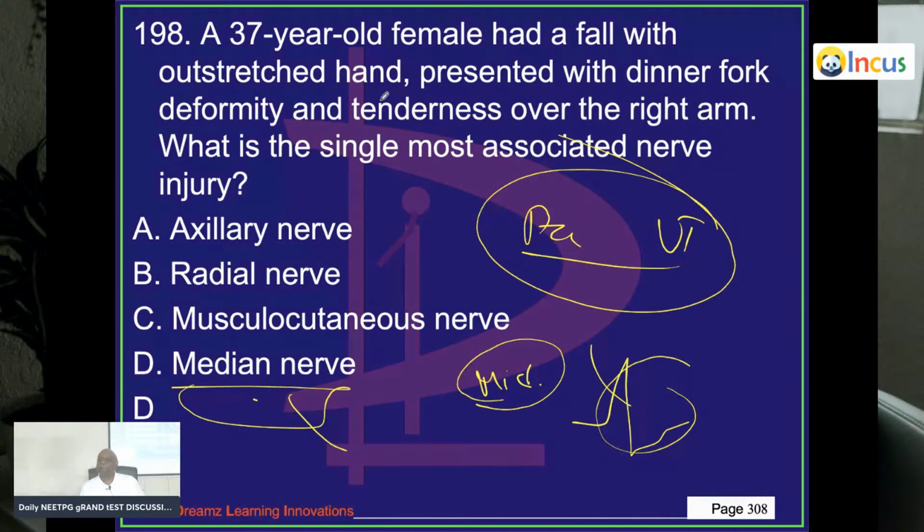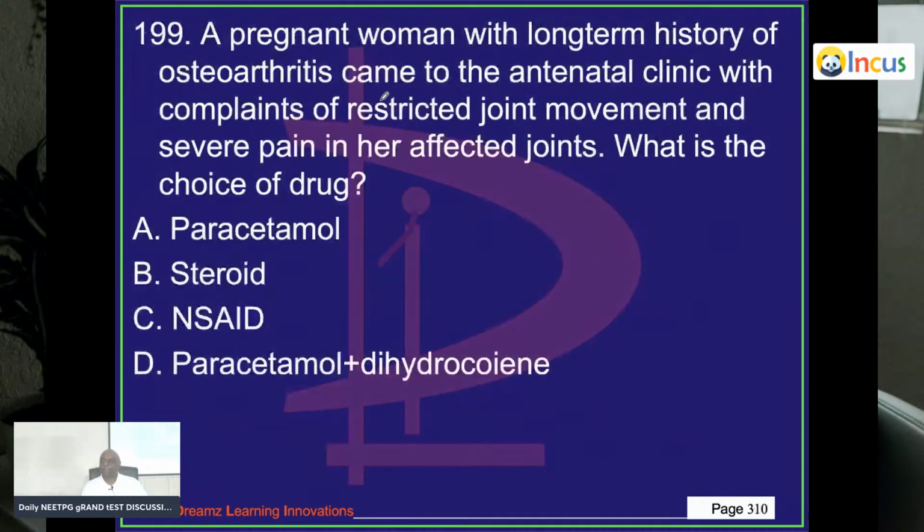Sorry, yeah, sometimes we have to laugh at ourselves when life is going slow. So, pregnant women with long-term history of osteoarthritis, restricted joint movement, severe pain. Always paracetamol is the safest drug. Beta Diksha, paracetamol is same as crocin, same as acetaminophen, and it is not same as aspirin. Aspirin is different.